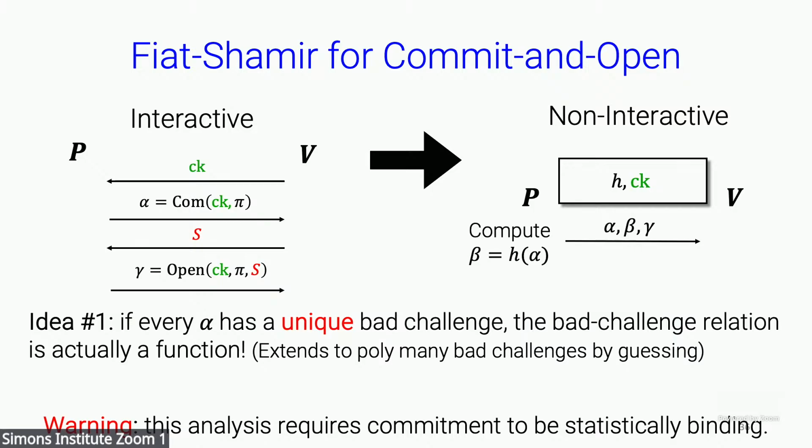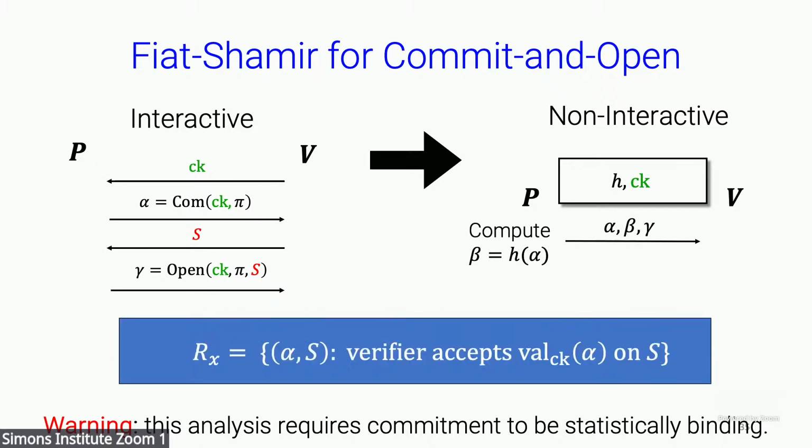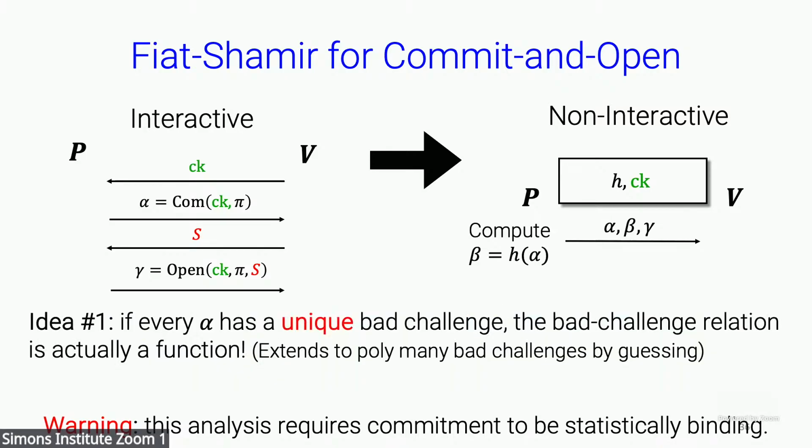So now there are two ideas which get us from here to provable instantiation. Idea number one is that if it so happens, and this is a big ask actually, that every alpha has a unique S, or at most one S, that belongs to this relation, then the bad challenge relation is a function. This is pretty tautological. I'm saying if it's a function, then it's a function. Actually, this argument extends to when you have a few bad challenges by some sort of guessing reduction, and it extends to many bad challenges if they satisfy some combinatorial structure that I don't have time to discuss.